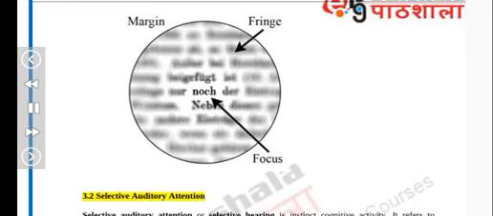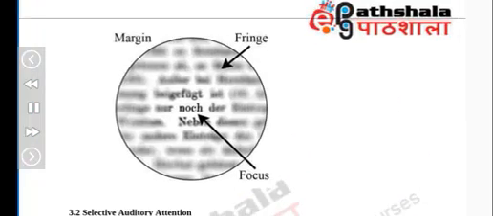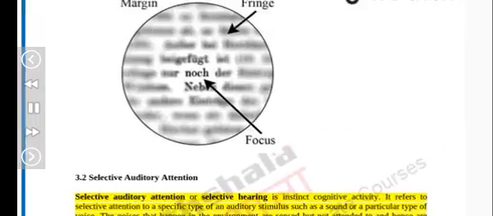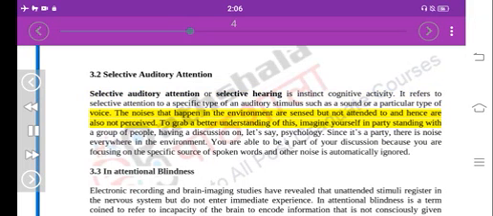3.2 Selective auditory attention. Selective auditory attention or selective hearing is an instinctive cognitive activity. It refers to selective attention to a specific type of auditory stimulus such as a sound or a particular type of voice. The noises that happen in the environment are sensed but not attended to and hence are also not perceived. To grab a better understanding of this, imagine yourself at a party standing with a group of people, having a discussion on, let's say, psychology. Since it's a party, there is noise everywhere in the environment. You are able to be a part of your discussion because you are focusing on the specific source of spoken words and other noise is automatically ignored.